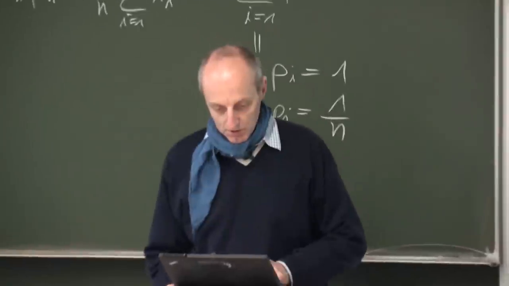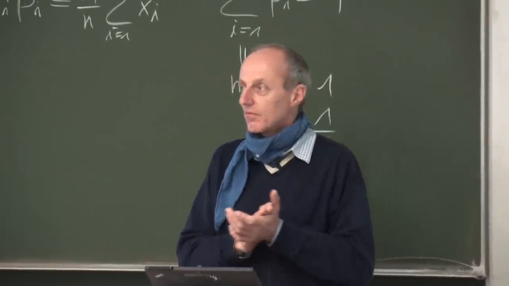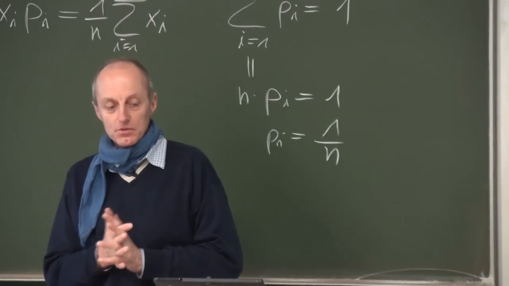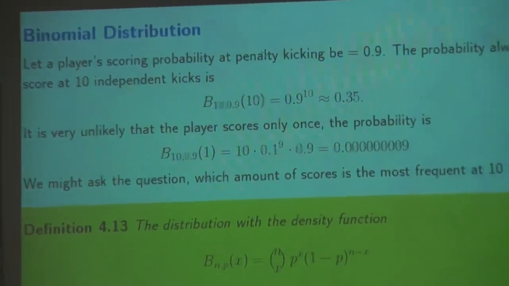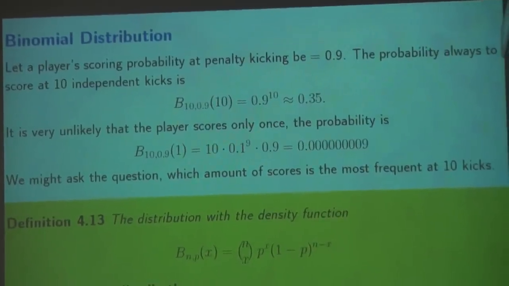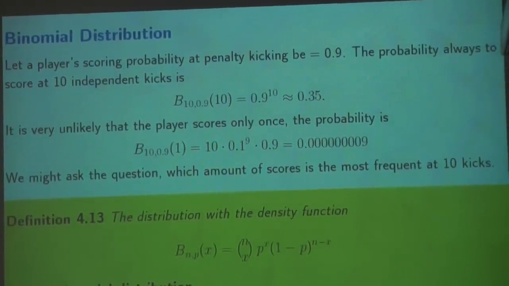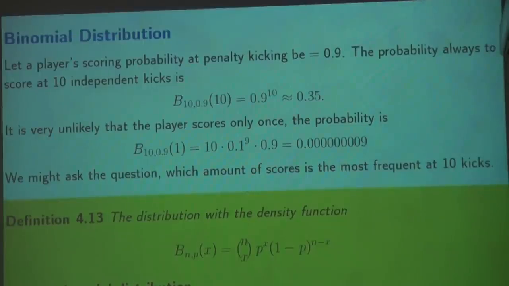Okay, let's continue. Let's look at a few very popular distributions. So first we talk about discrete distributions. Let's talk about soccer. We do penalty kicking, and I guess a good penalty kicker has a probability of 0.9 to score a goal whenever he or she kicks a penalty. 0.9. So that means on average 9 out of 10 kicks will be a goal.